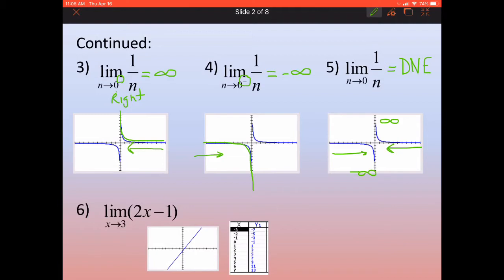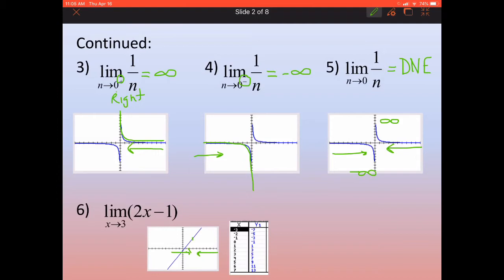Now in example 6 down here, I have the limit as x approaches 3 of 2x minus 1. So I graphed 2x minus 1 and looked at the table, so I'm approaching 3. Notice I have no little plus or minus sign, so I have to go from both sides. So if I'm going towards 3, from the left and the right, so let's see, 1, 2, 3, it's like up here somewhere.